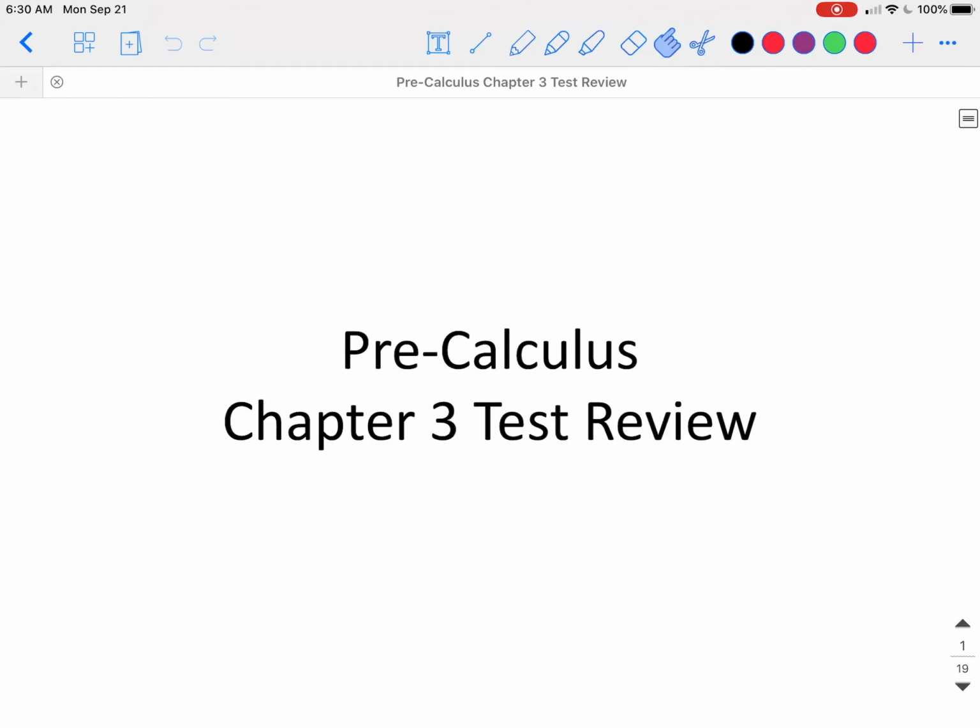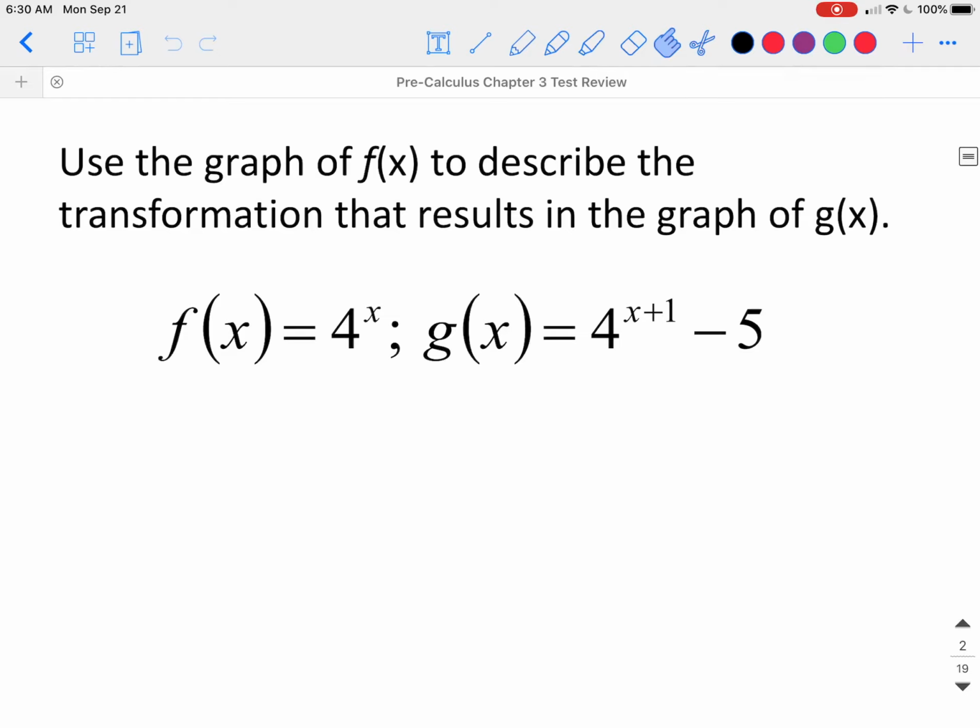This is Pre-Calculus, Chapter 3, Test Review. We need to use the graph of f of x to describe the transformation that results in the graph of g of x. Now remember, when you have something with the x value, when you pull it out, you need to change the sign. So we would need to translate the graph 1 unit to the left.